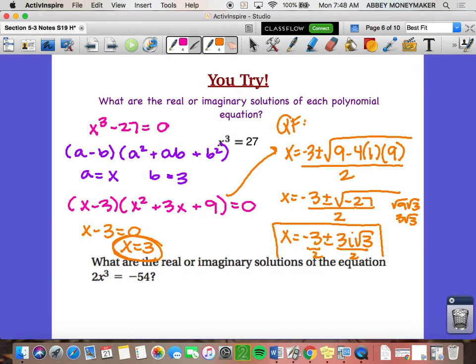I'll just give you a rule of thumb here when it comes to these cubics, the sum or difference of two cubes. The majority of the time, if not every time, you're going to have one real solution and then two imaginary solutions. Okay. On this next problem down here at the bottom, we have the same question, and you'll notice you have 2x cubed is equal to negative 54. So let's set the equation equal to 0.